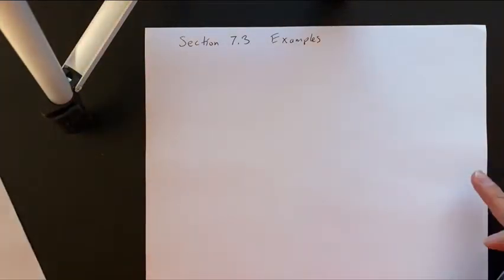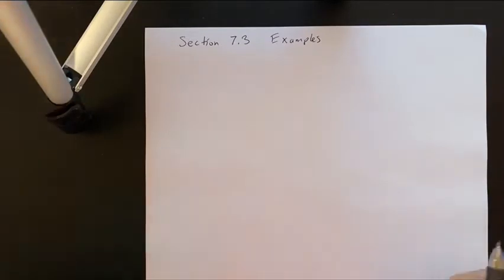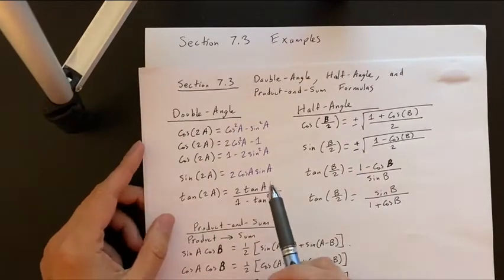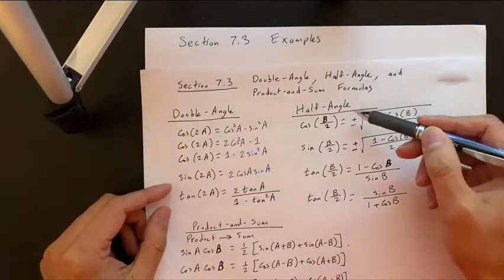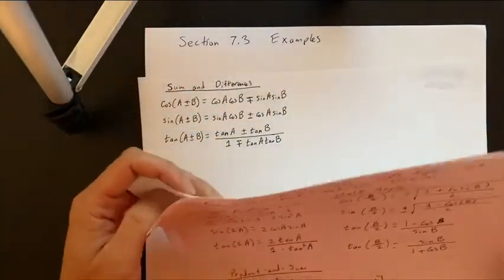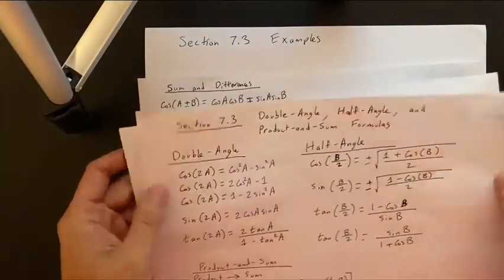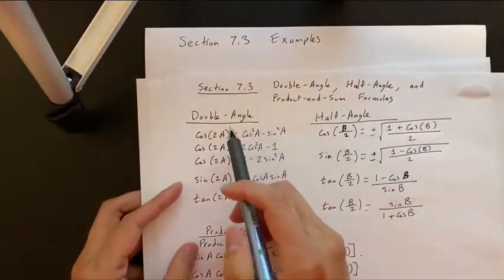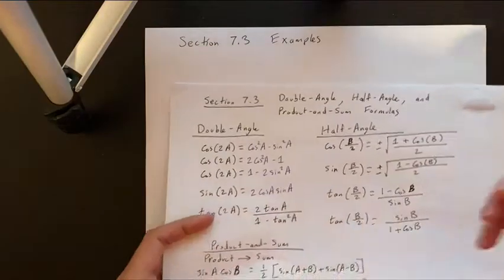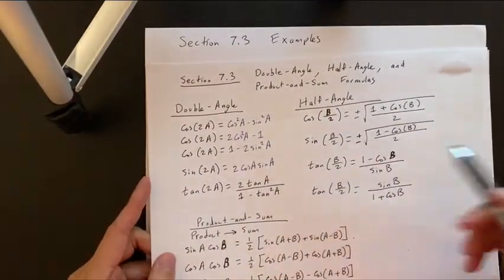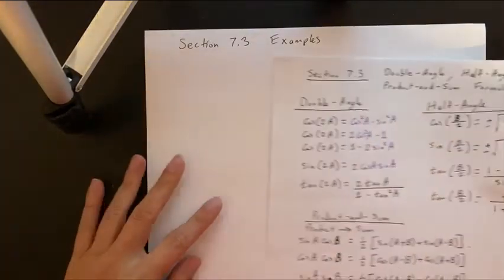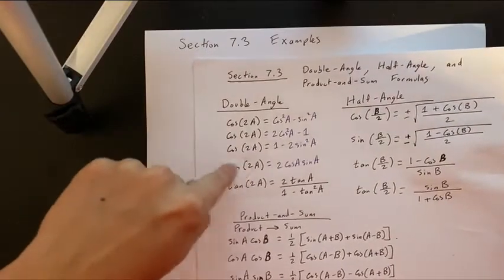Hello everyone. I'm going to do some examples from 7.3, applying some of these formulas. I'll be mainly focusing on the double angle and the half angle. Last time I showed you how to use the sum and differences. So this time I'm going to apply the double angle and the half angle formulas. Okay? It'll just be a few examples, enough so you have an idea of how to apply the rest. So let's begin.